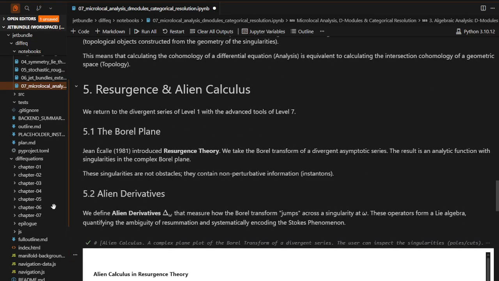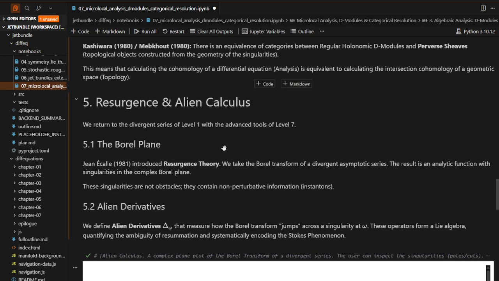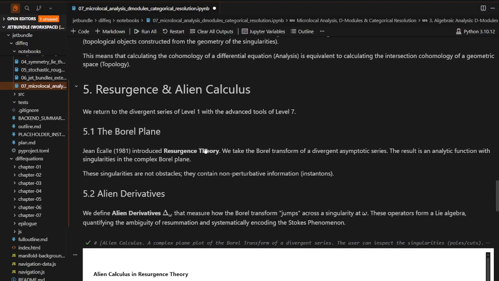Now let's talk about resurgence and alien calculus. Let's go back to the divergence, or the Borel, or renormalization. The thing that defines renormalization, which is the Borel series and Borel transforms and all this stuff. Jean Écalle in 1981 introduced something called resurgence theory. What we can do is take the Borel transform of a divergent asymptotic series, renormalization, and the result is an analytic function with singularities in the complex Borel plane.